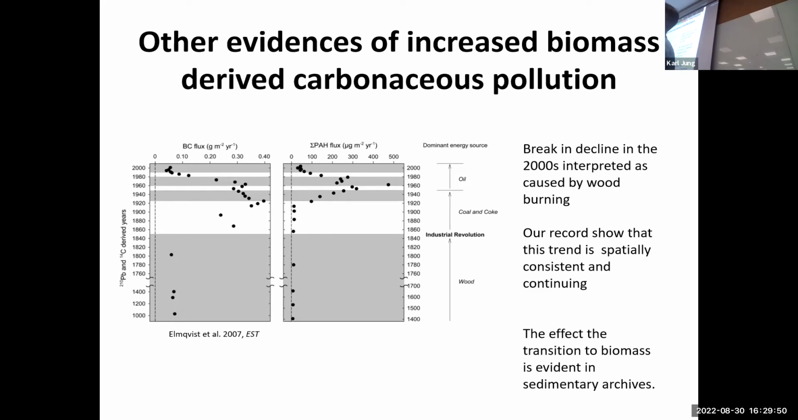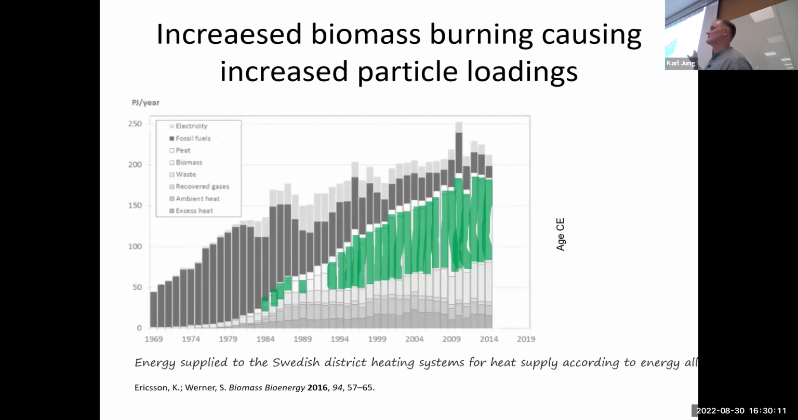This paper was published in 2007. The cores were taken some years earlier. So with our core, we can add a few years to this. And it seems like this trend has been ongoing and continues. And we evidently have more pollution from biomass burning in Sweden, which is not surprising given this evolution, but you start to see it in the sediment record.